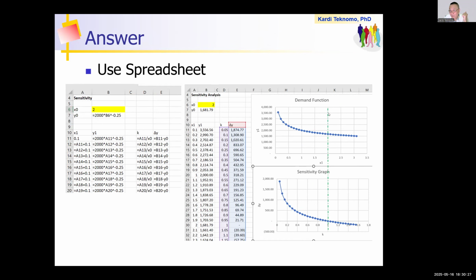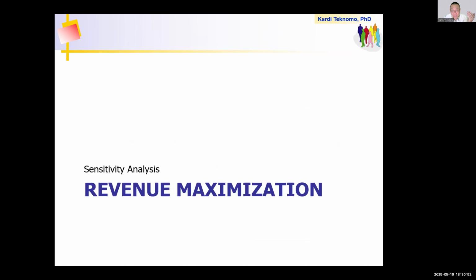For example, x0 is 2. Then what is the value around here? Depending on that, you see here this is very sensitive, and the trend is very big. And this one is getting smaller. The trend is getting smaller compared to the first one. Now let's do the next point.